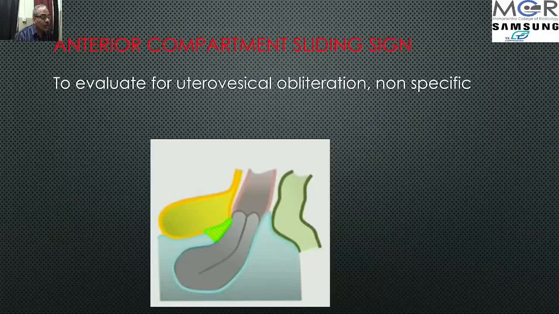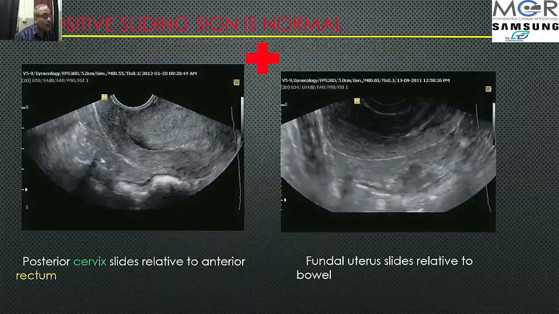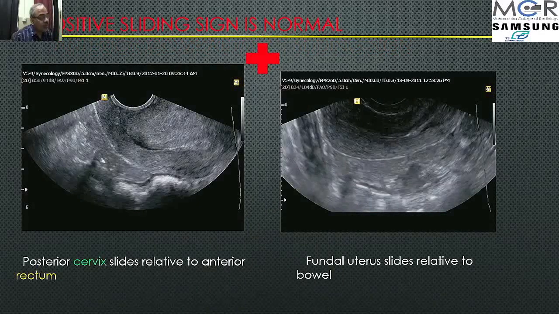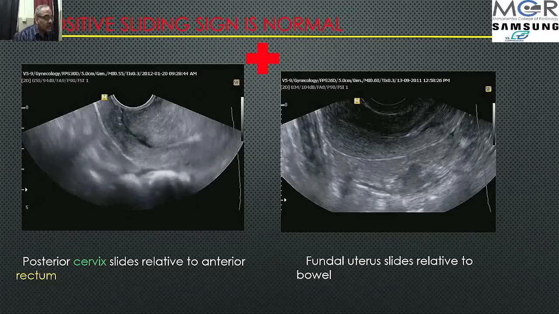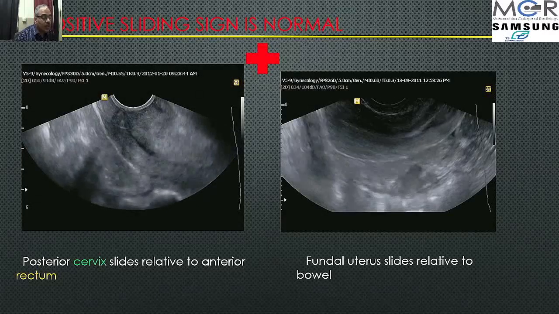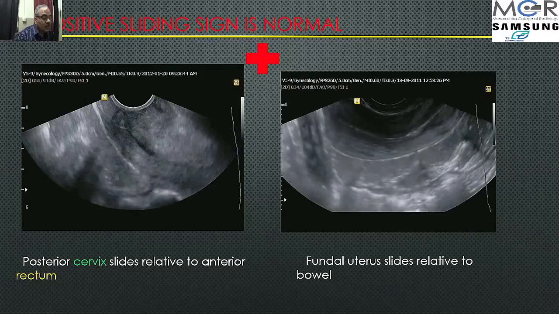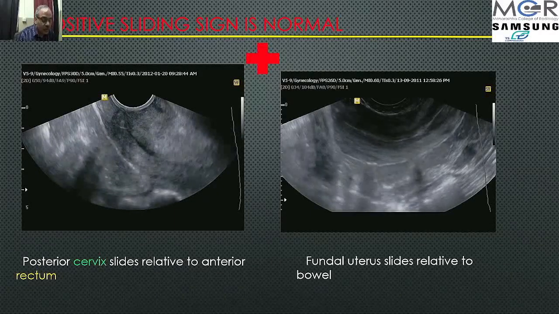One more sliding is between the bladder and the uterus. We'll show some videos that we have recorded for you, and that can also be elicited. Here the positive sliding sign is considered normal. Whenever you see there is sliding, that is normal, that is said to be positive. So once again you can see the posterior cervix sliding against the anterior rectum here, and the fundus again showing movement in relation to the bladder.